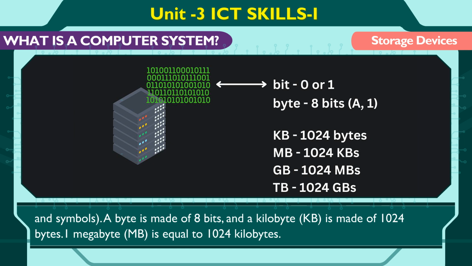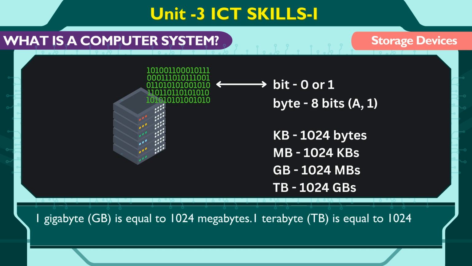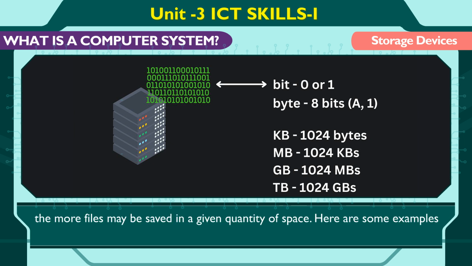1 megabyte, MB, is equal to 1024 kilobytes. 1 gigabyte is equal to 1024 megabytes. 1 terabyte is equal to 1024 gigabytes. In other words, the more bytes there are, the more files may be saved in a given quantity of space. Here are some examples of storage devices with their storage capacities.